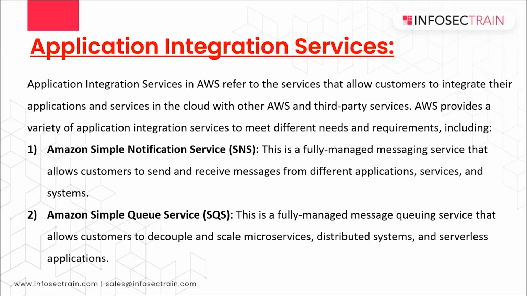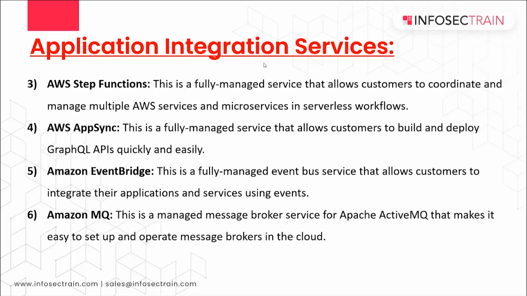And there's another one called Amazon Simple Queue Service, also called SQS, right? This is a fully managed message queuing service that allows customers to decouple and scale microservices, distributed systems and serverless applications. Then in application integration services, we have another service named AWS Step Functions, right? This is a fully managed service that allows customers to coordinate and manage multiple AWS services and microservices in serverless workflows. It really helps you in managing the services.